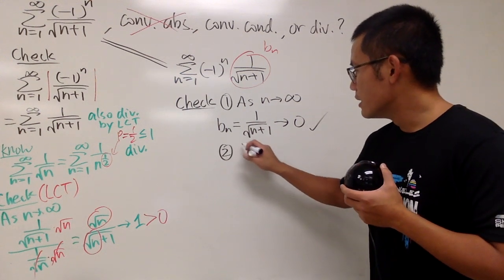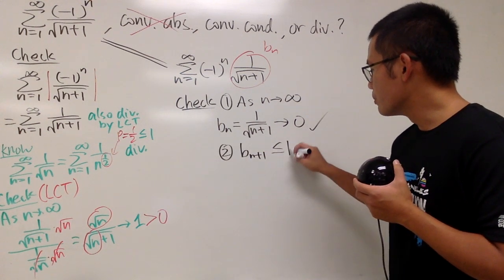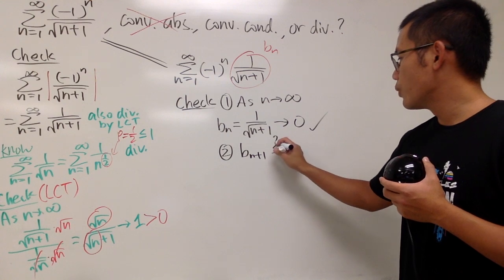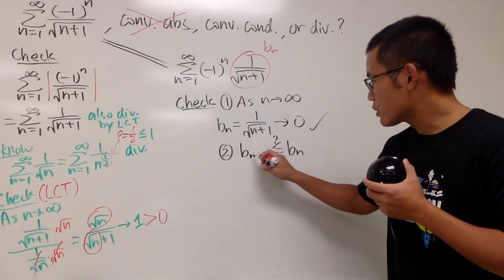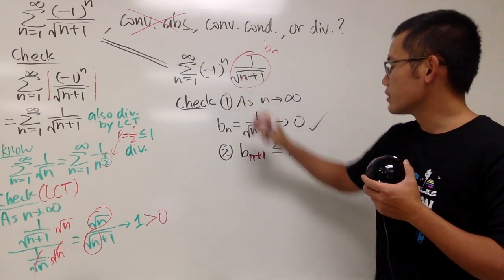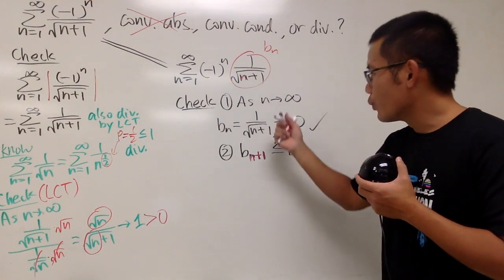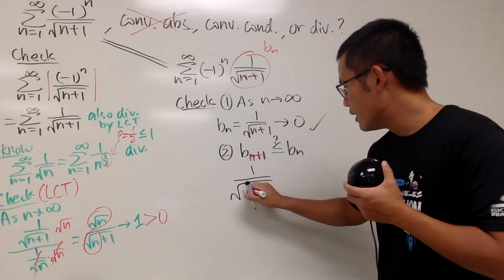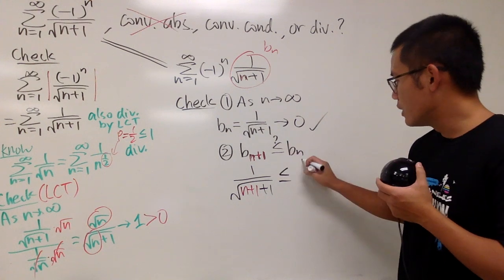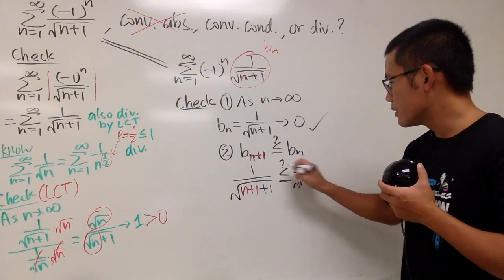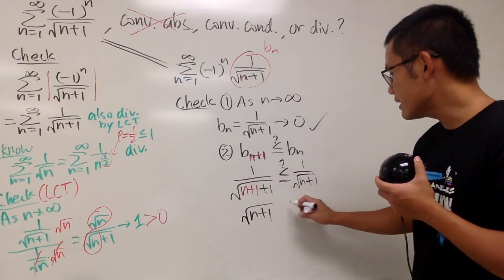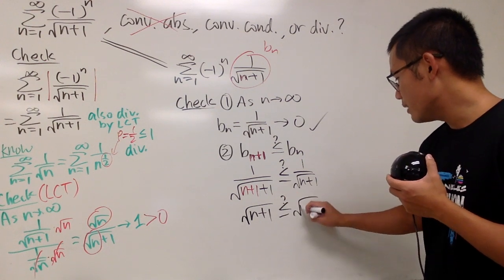Then, second check. Do we have b_{n+1} less than or equal to b_n? Meaning that is b_n decreasing. Well, check this out. Let's just go ahead and put the n plus 1 into this n, right? So that's pretty much what we have for the b_{n+1}. So we have 1 over square root of n plus 1, and then plus this one. Is this less than or equal to b_n, which is that 1 over square root of n plus 1? Well, cross multiply if you wish. This times that, which is just square root of n plus 1. This times that. Is this less than or equal to square root of n plus 2?